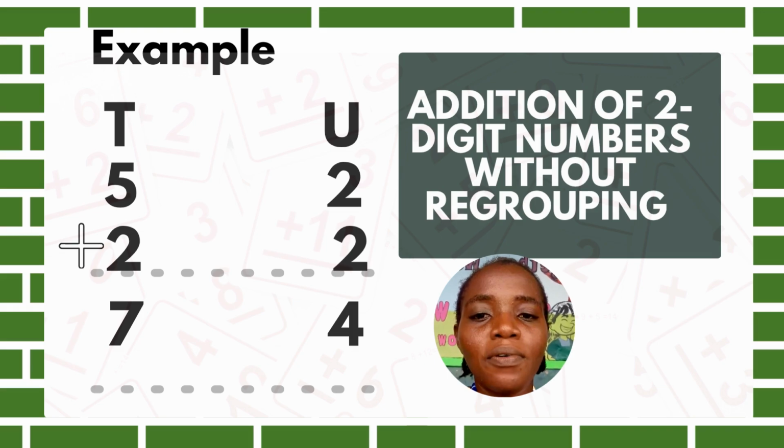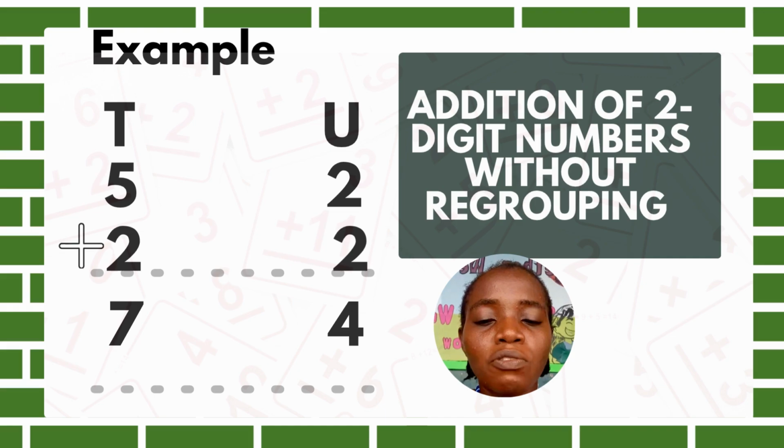For example, on the screen, I have under my tens and units 52 plus 22. We shall begin by first adding the numbers in the unit place, which are 2 and 2. 2 plus 2 equals 4. Moving to the tens place, we have digits 5 and 2. 5 plus 2 equals 7. Therefore, 52 plus 22 equals 74.